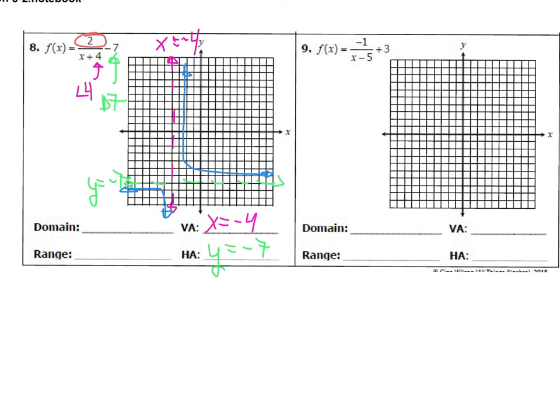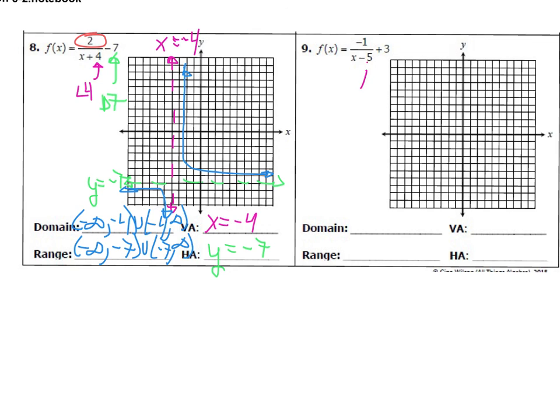Then we want to label our domain and range. So our domain goes from left to right, and it is affected by that vertical asymptote. So I'm going to jump a fence at negative 4, which causes a break. Then our range goes from low to high, so I'm going to jump a fence at negative 7 and continue on to positive infinity. See how quick that was? That's awesome.